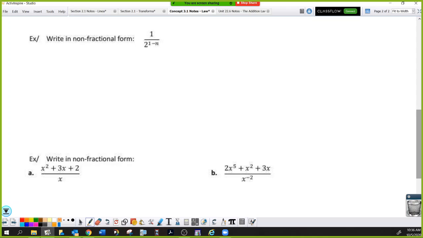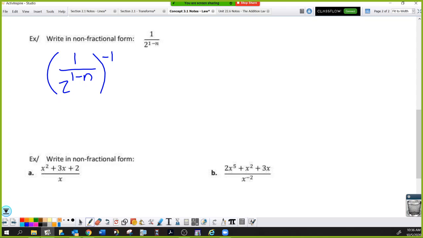This one says write in non-fractional form. So we need our result without a fraction. Huh. Well. Does it count if I put everything in parentheses to -1? So what he just said to do was, put everything in parentheses to do this.